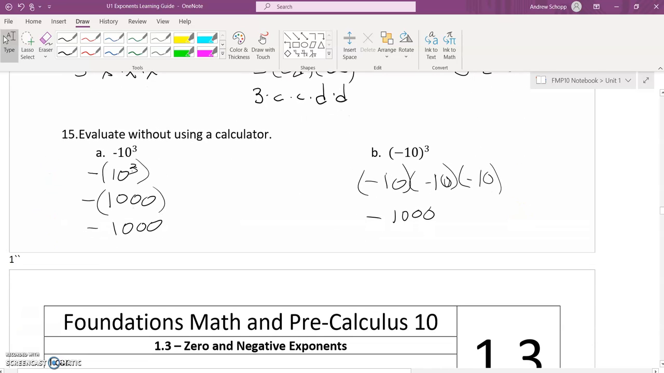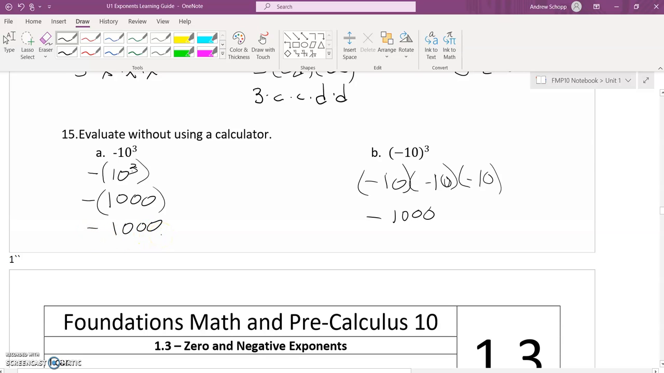15, evaluate without using a calculator. Negative 10 to the power of 3. So you have to ask yourself, is the negative being repeated as well, or is it just the positive 10? Because there are no brackets around the negative 10, it's just the 10 that's being repeated. So it's the negative of 10 to the power of 3. 10 to the power of 3 is 1,000. The negative of that is negative 1,000.